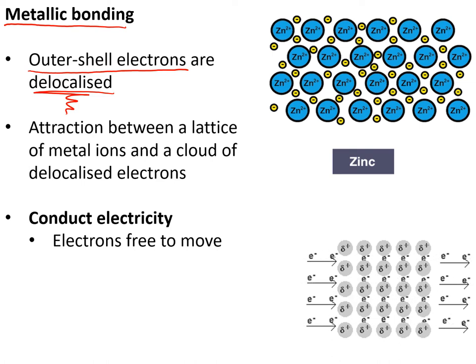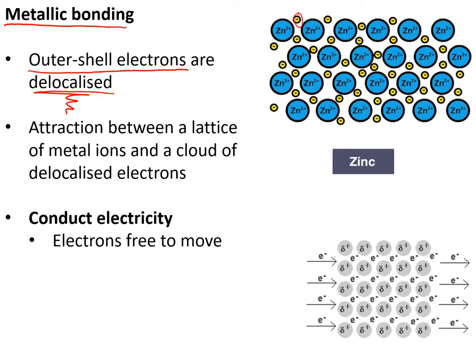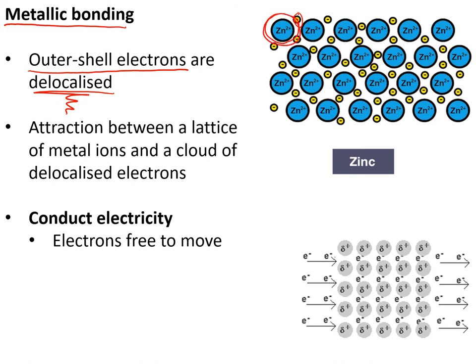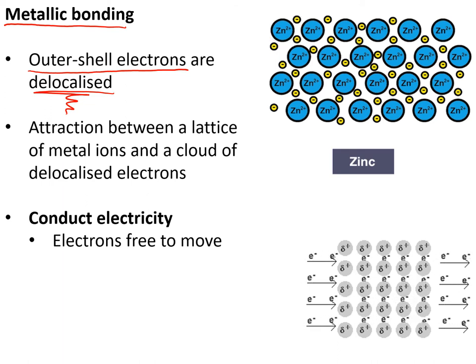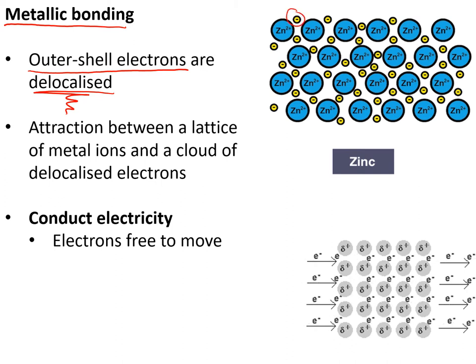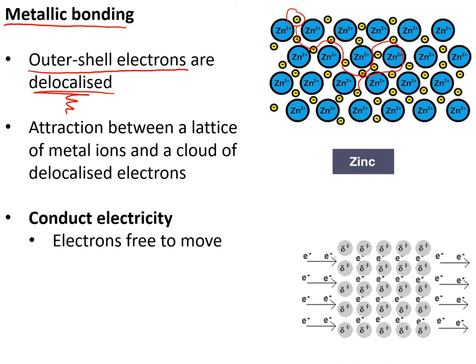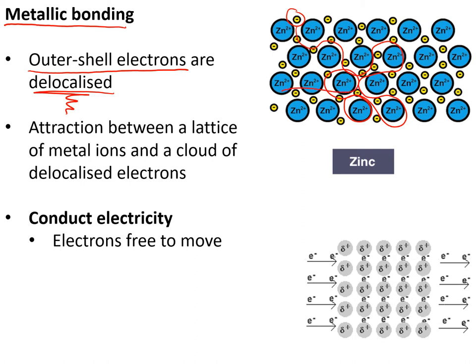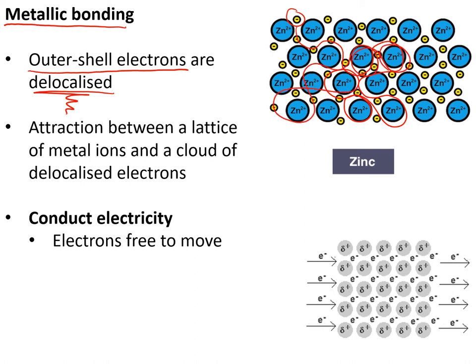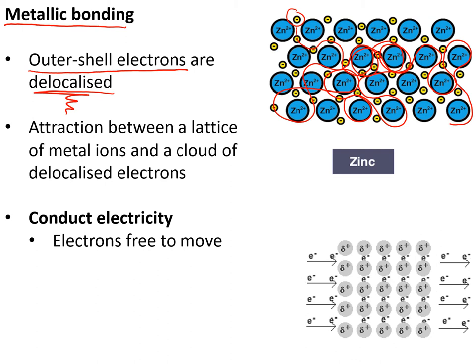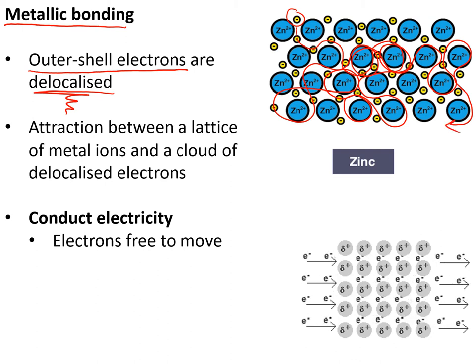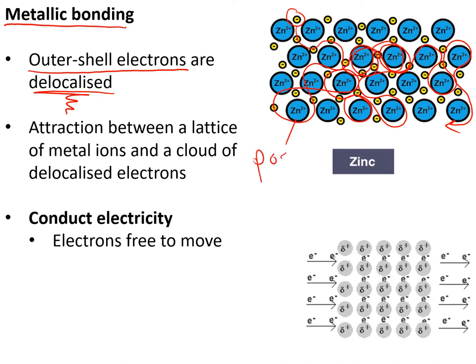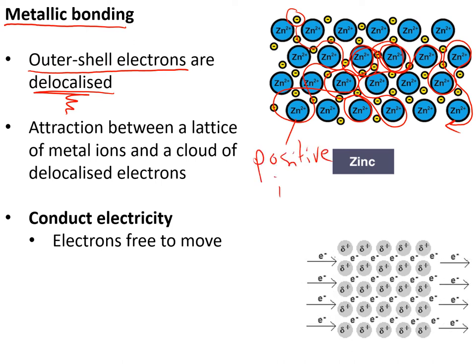So if we take this electron here, in a normal substance, that electron will just spend its entire life whizzing around and around the same old boring atom. But in a metal, that electron's delocalized, which means it can just move wherever it likes. It just goes on a magical mystery tour around all of the atoms. Now that is going to be important when we think about the properties. So this leaves each of the metal atoms as a positive ion because it's lost its outer shell electrons.